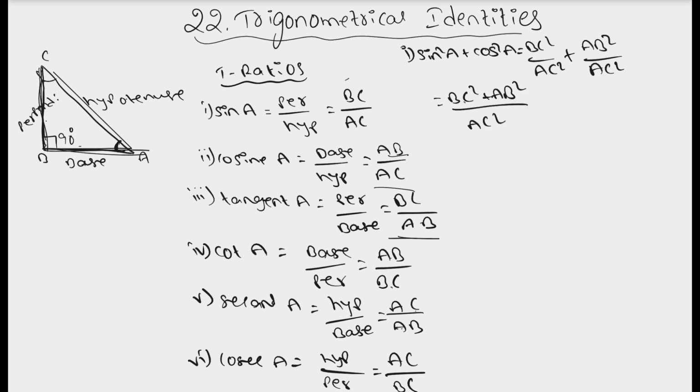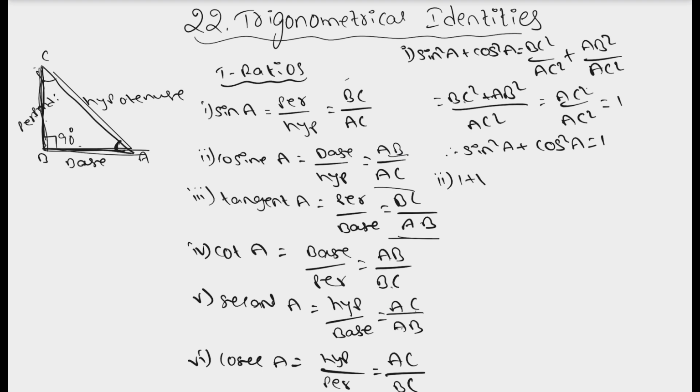Whereas our BC and AB are perpendicular and base. Perpendicular square plus base square is equals to hypotenuse square from our Pythagoras theorem. So we can write it as AC square, and the denominator remains the same, which is AC square. So when we simplify this, we'll get our value as 1. So from this, we'll be having sine square A plus cos square A is equals to 1. So this is our first square relation.